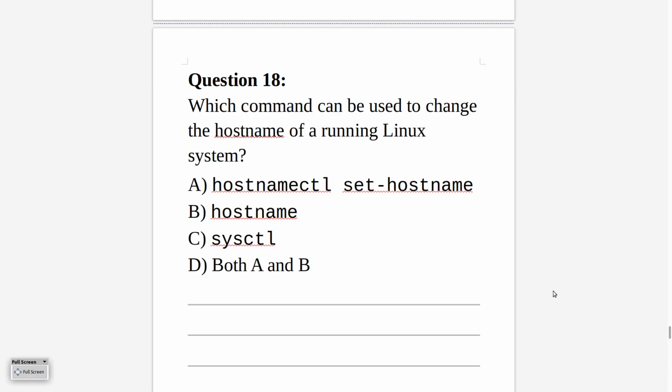Question 18. Which command can be used to change the hostname of a running Linux system? Is it hostnamectl set-hostname? Is it hostname? Is it sysctl? Or is it both A and B? To change the hostname.